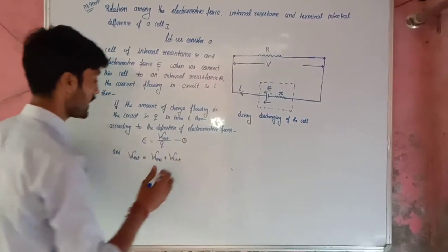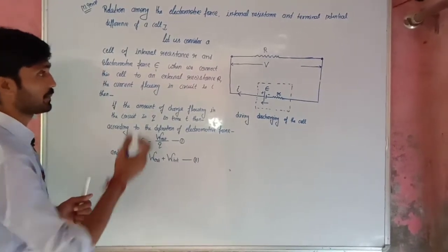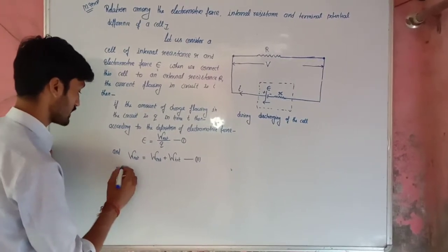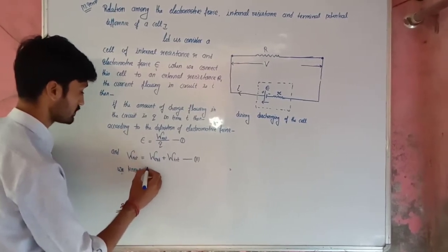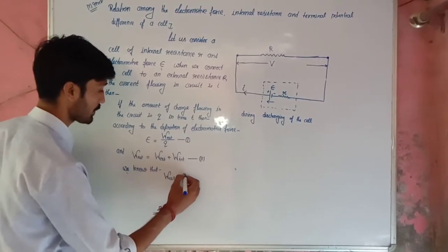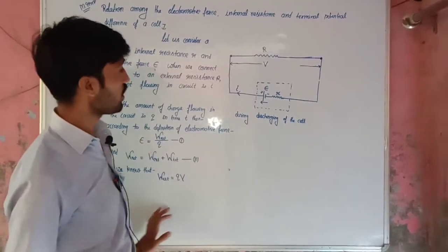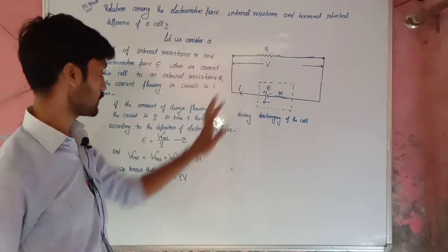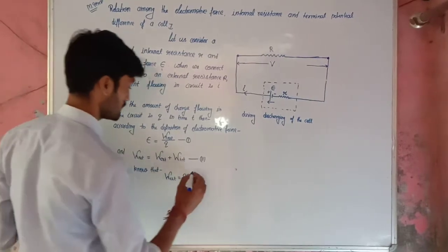This equation is number two. Using the definition of potential difference, we know that W external is the product of the charge Q and V, because this charge Q is flowing in this resistance R at constant potential V. So we can write this formula. This is equation number three.